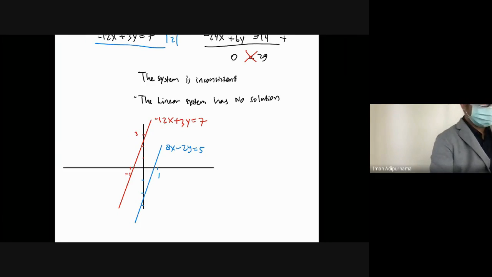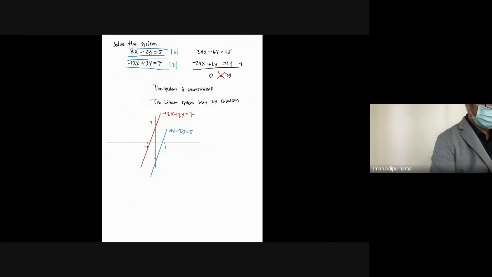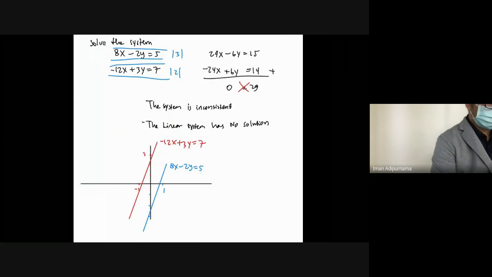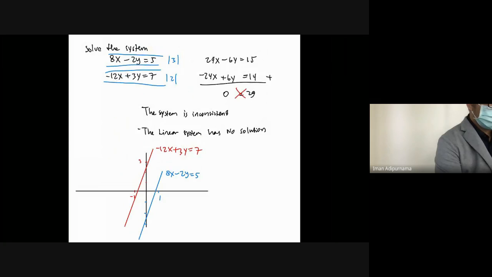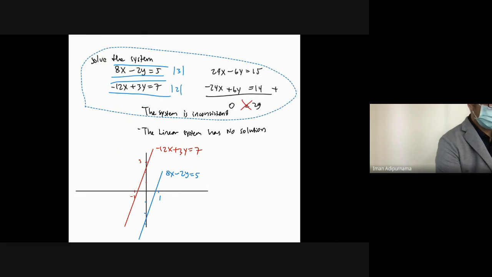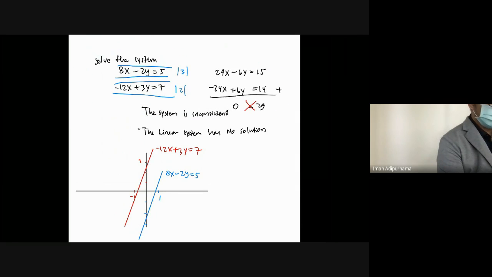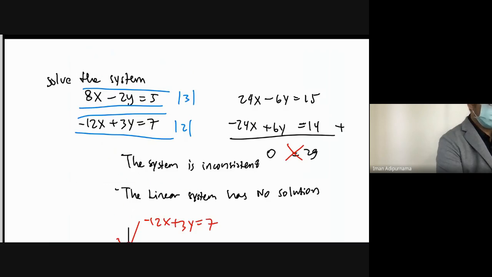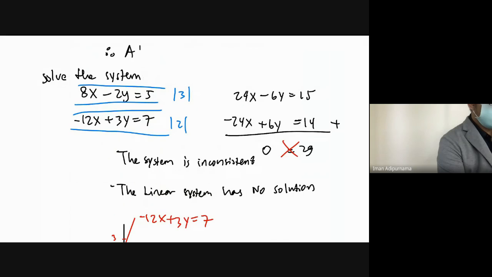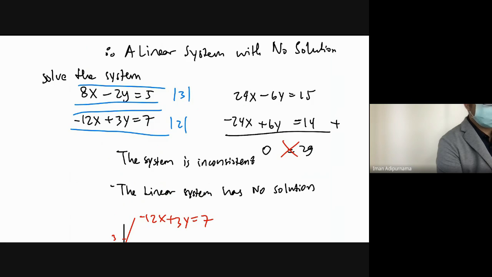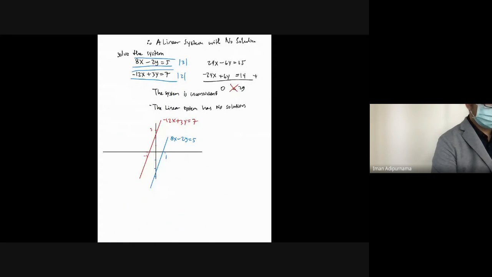Okay, so this is what we call a linear system with no solution.